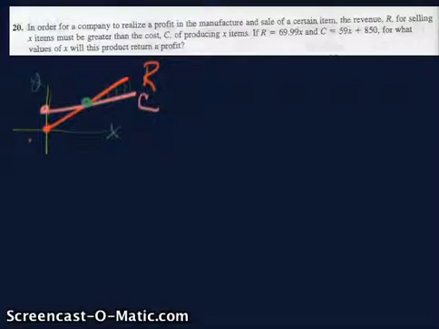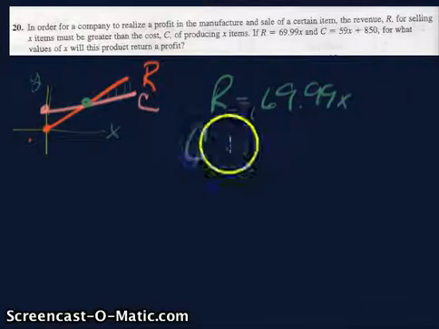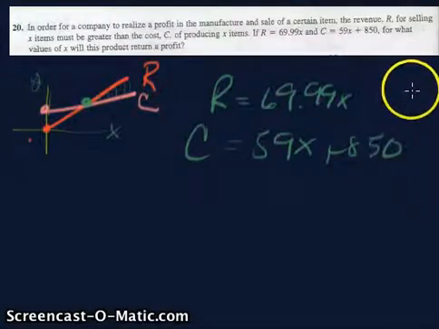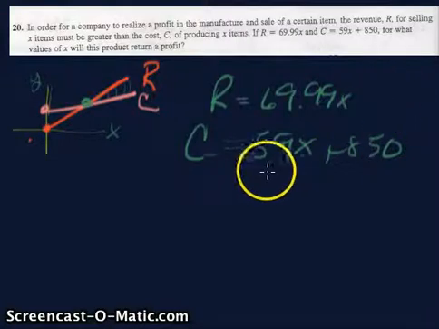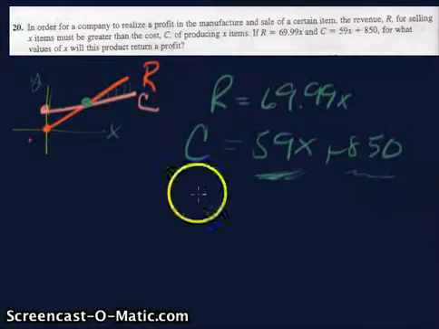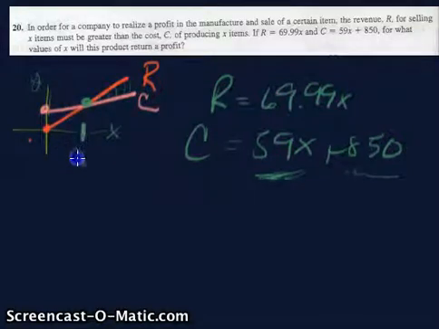Question 20. So in order to get a profit, you have a revenue function and you have a cost function. So the revenue is what you bring in when you're selling your objects, and the cost is how much it costs to make them. They're giving you the revenue function is 69.99x, and the cost function is 59x plus 850. Now let's just unpack this. So you're selling something for $69.99, $70 per unit. It's costing you $59 to make them, and your startup costs are $850. Question, when am I going to make a profit? It's going to be after this certain value of x.